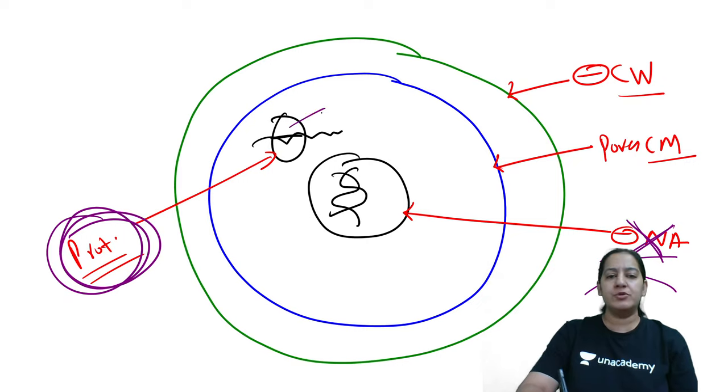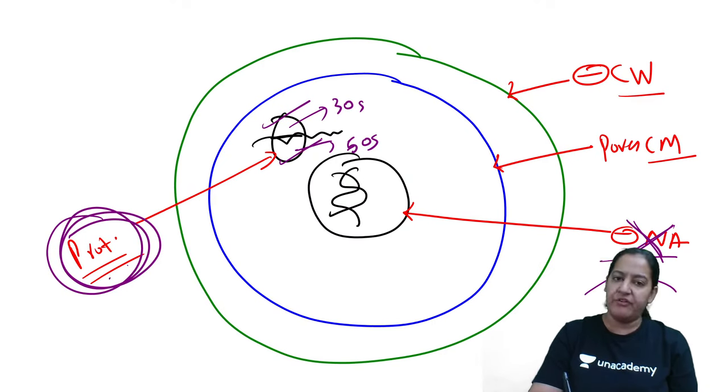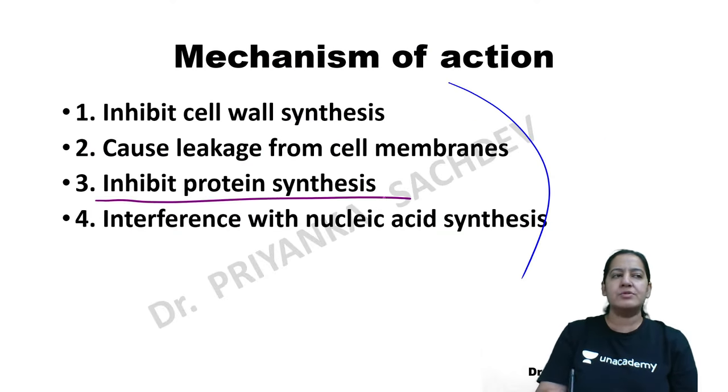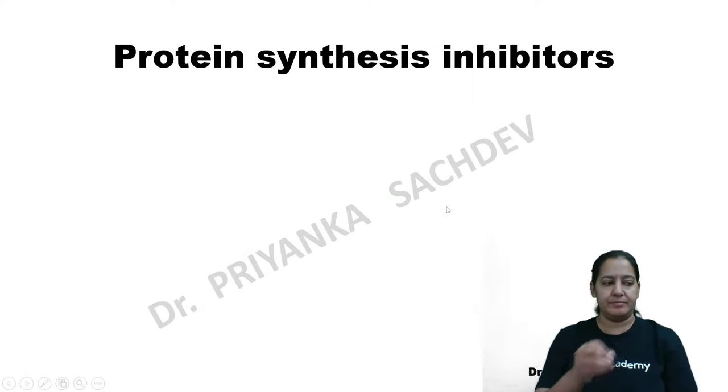Now we know in the ribosome, there are 2 units, 30S and 50S, right? So 30S and 50S are the 2 units. Some of them act on 30S, some of them act on 50S, and some of them act on both. So I am going to teach you the drugs which inhibit protein synthesis in this session. So let me start the session.